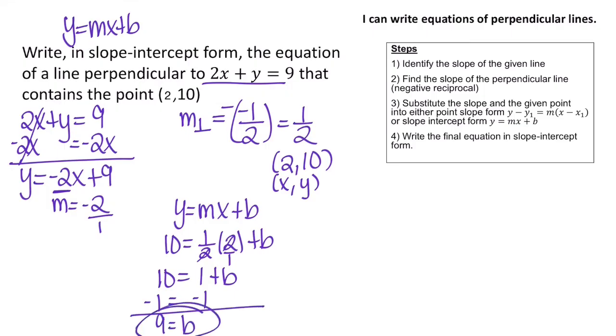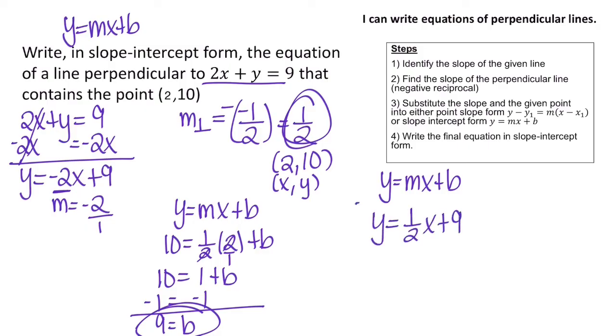So we have a value of b and a value of m. Let's plug into y equals mx plus b to write the equation of our line. So we have y equals 1/2 x plus 9, and that is the equation of the line that is perpendicular to 2x plus y equals 9 that passes through the point (2, 10).